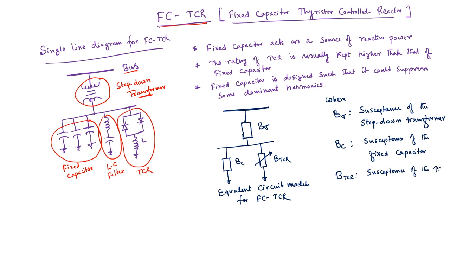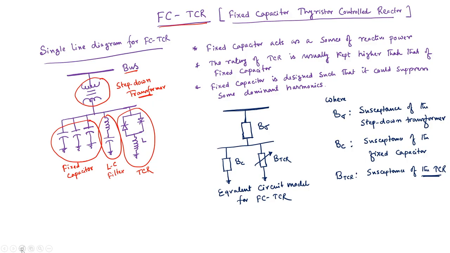And as you know, this TCR unit is usually operated in three modes. One is fully turn on mode, another is fully turn off mode, another is partially turn on mode. So in TCR we have three modes of operation: one is fully turn on, one is fully turn off, another is partially turn on. Now this is known to us. When this TCR is fully turn on, then this BTCR is equal to the susceptance of the reactor which is used in this particular TCR.